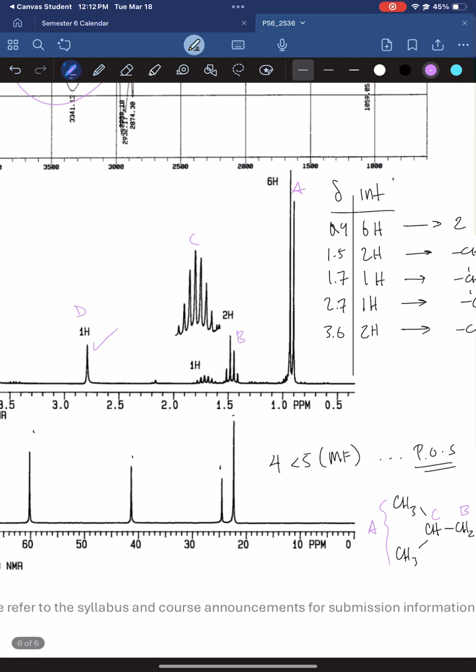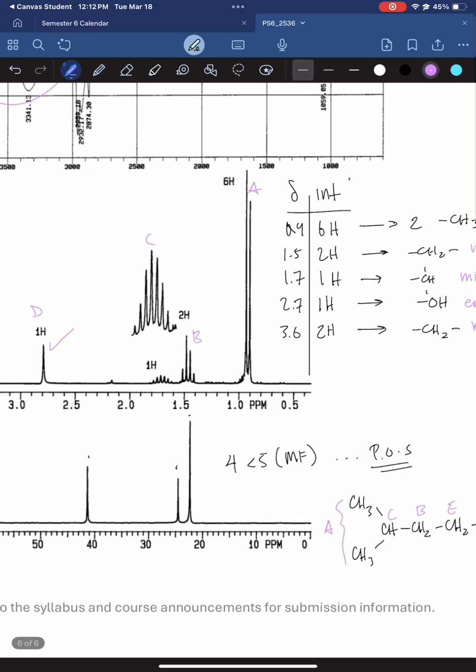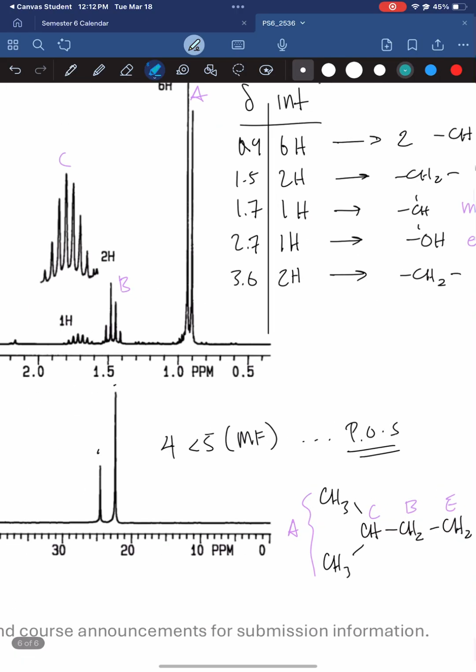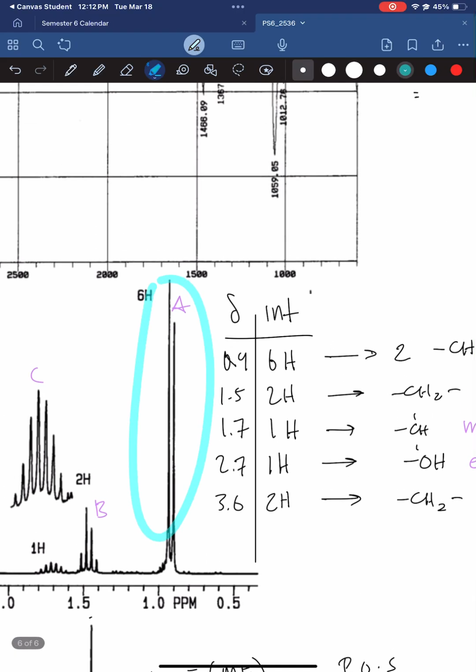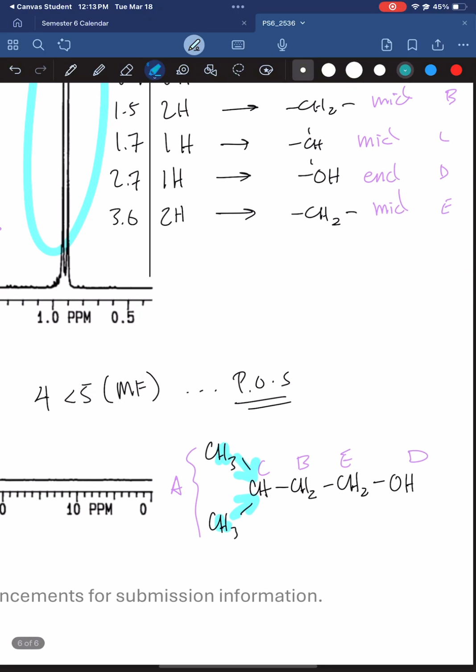Now let's look at the methyl groups, group A. Let's look at the methyls and look at its surrounding carbons. The surrounding carbon here has 1 hydrogen. According to the n+1 rule, 1 hydrogen plus 1 should give a doublet peak. Surely enough, we have a doublet peak at A. So that makes sense.